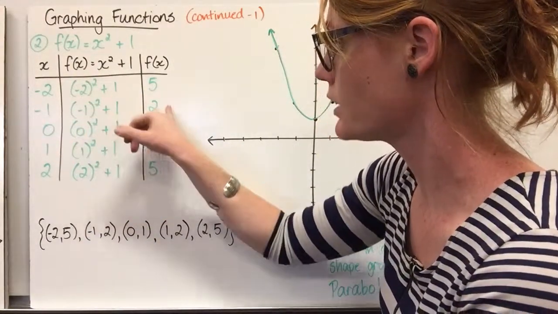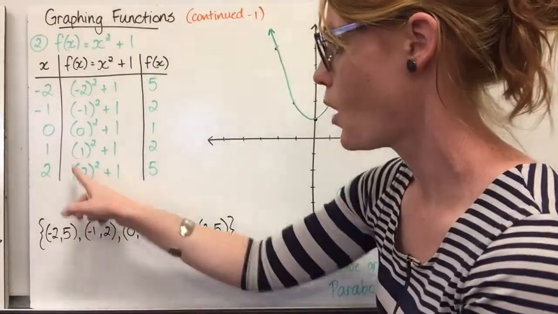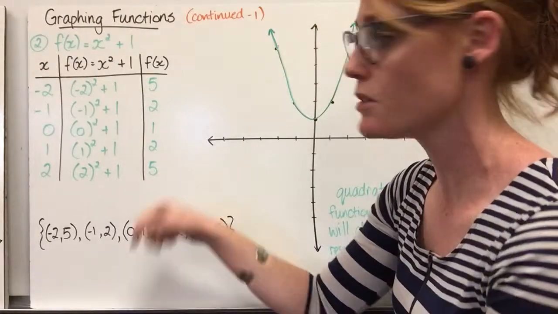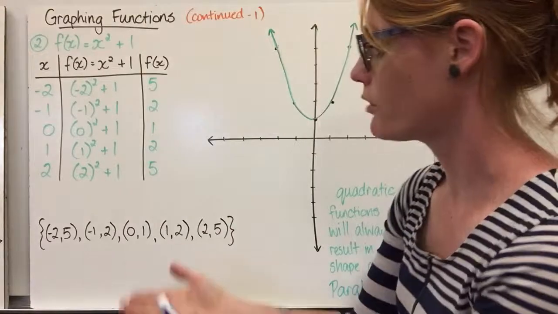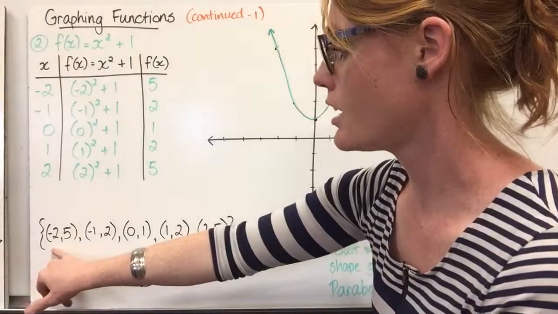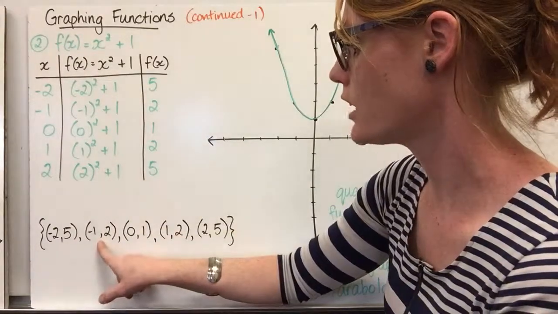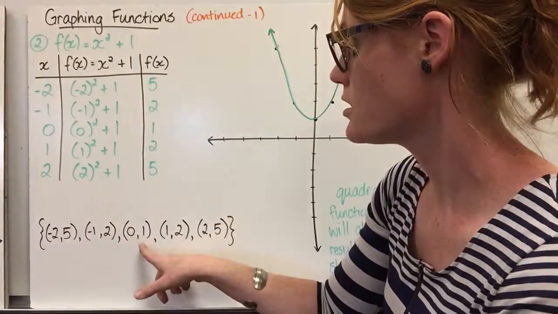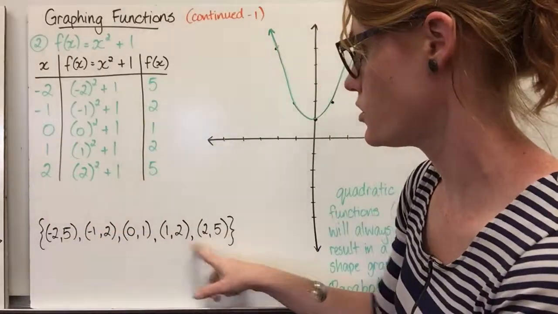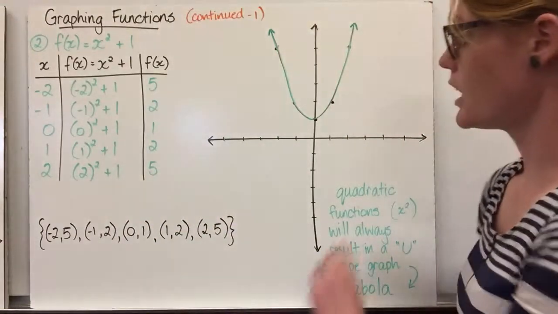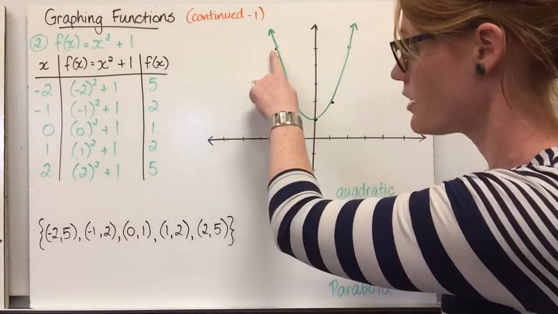(-1) squared plus 1 gives us 2. 0 squared plus 1 gives us 1. 1 squared plus 1 gives us 2. And 2 squared plus 1 gives us 5. So our relation or our function in our set of ordered pairs looks like this: (-2, 5), (-1, 2), (0, 1), (1, 2), (2, 5). So going ahead and plotting those on our graph, we have (-2, 5).